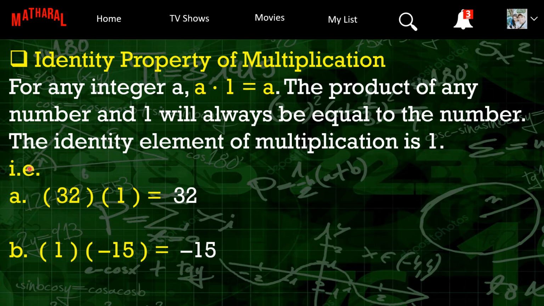And for our example, letter A, positive 32 times positive 1 is equal to positive 32 or 32. Letter B, positive 1 times negative 15 is equal to negative 15 itself. So, any number multiplied by 1 has a product of the number itself. Tulad po na nakita niyo pong yan. Including its signs. Ayan po. As you can see in our examples. So, moving forward.